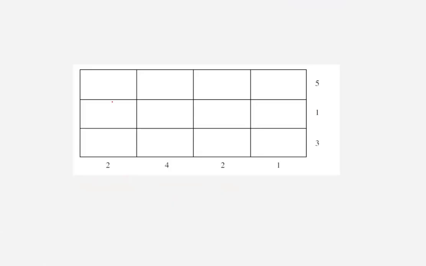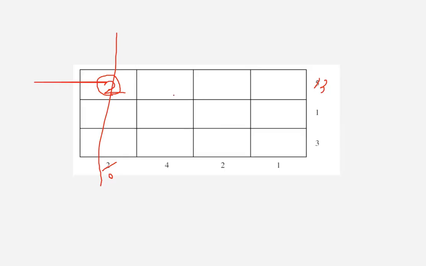So step 1, choose the most northwest cell, which is here. Pick the minimum of these 2. Minimum of 2 and 5 is 2. 2 minus 2, 0. 5 minus 2, 3. Cross the row column, that's 0. Only this column is 0, so cross that. Now your tableau is here.